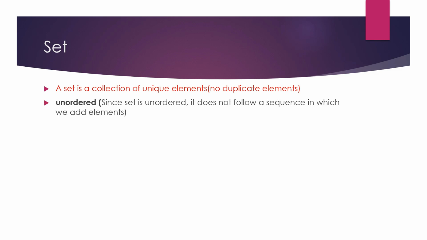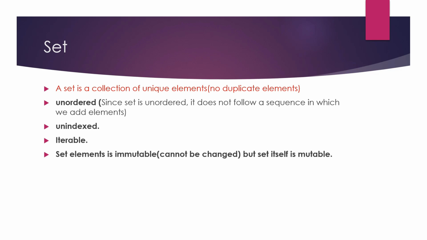Second point, set is unordered. Unordered means the order in which we insert values will not be the same. Say I inserted 1 first, then 2, then 3. When I print it, it might not be in this order. It might be and it might not be. It might be 3, 2, 1 or 2, 1, 3. And sometimes it will be the same order 1, 2, 3. But this will keep on changing. So set is unordered. Since it is unordered, it is unindexed, because we don't know what value will be at what index. As it keeps on changing, it is unindexed. It is iterable.